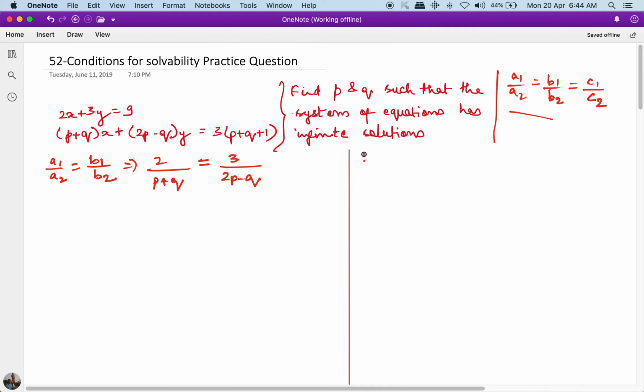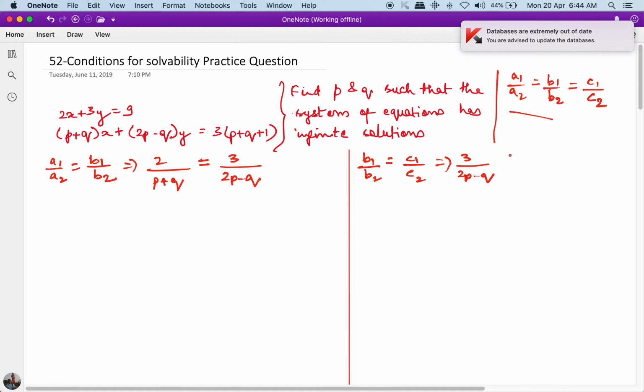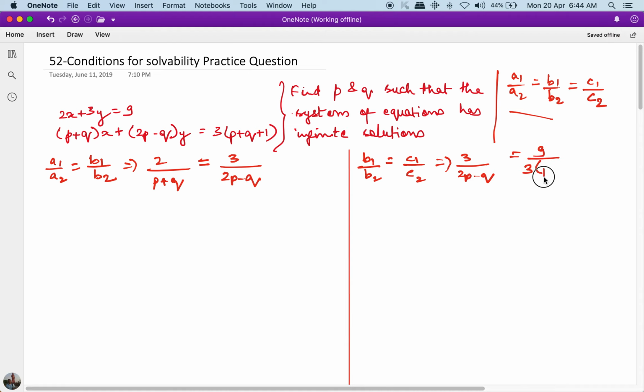Similarly, here we'll solve for b1 upon b2 is equal to c1 upon c2. What is b1 upon b2? We know 3 upon 2p minus q, and this should be equal to 9 upon 3 times p plus q plus 1. We'll solve these two equations in p and q, and finally we'll get the values of p and q for which the system of equations will have infinitely many solutions.